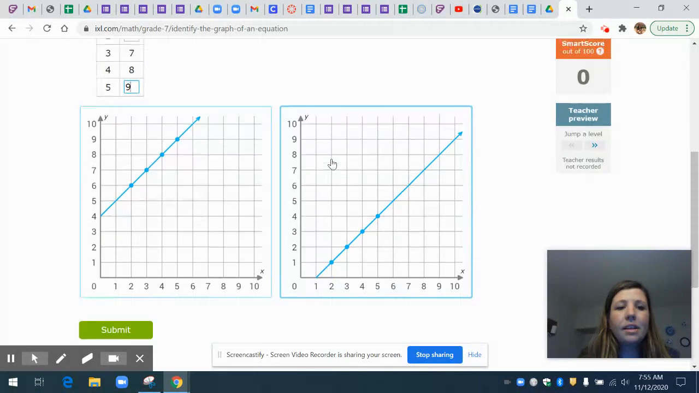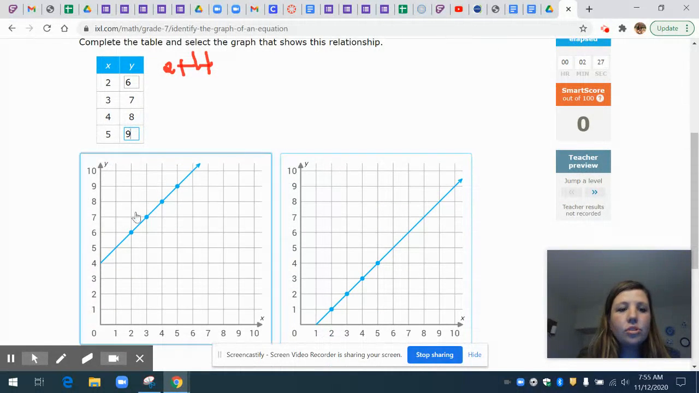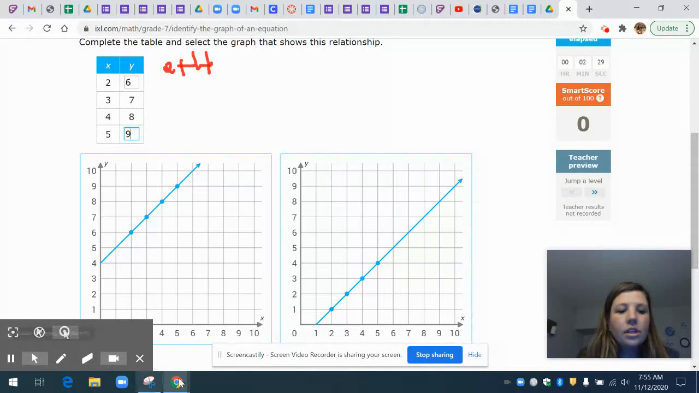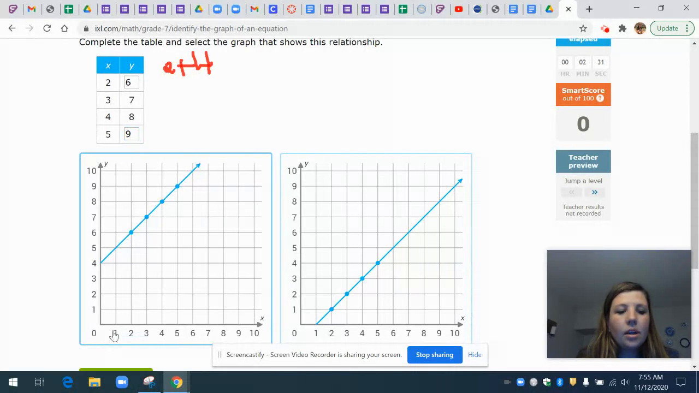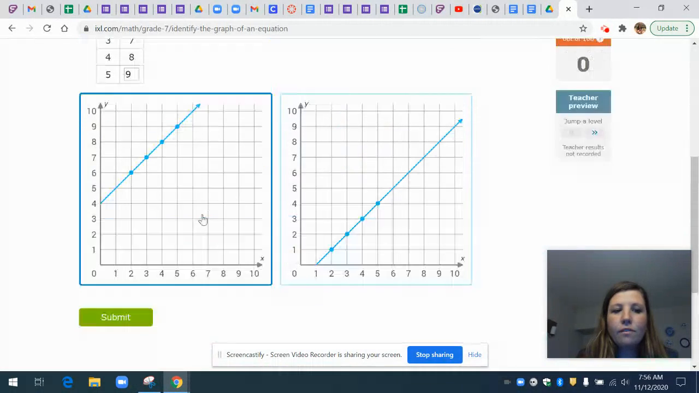Now I come down and I check these tables. When I go over 2 up to 6, that point looks good. Then my next point is 3 over to 7, so go over 3 up to 7. That looks good. So far this graph looks good. Let's double check with this one. If I go over 2 up to 6, well, I'm not on the graph. So therefore I know that this one is not my correct graph.